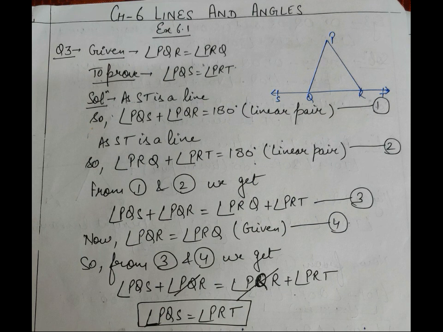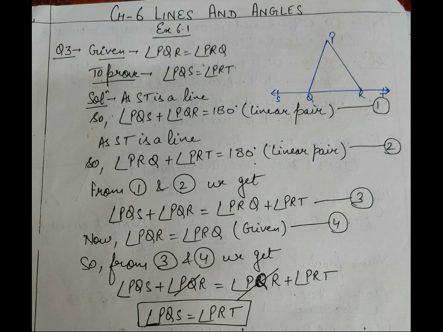Now you can see the figure as I have drawn here, and given is angle PQR is equal to angle PRQ, and we have to prove here that angle PQS is equal to angle PRT. As ST is a line, angle PQS plus angle PQR can be written as 180 degrees because of linear pair, and name this equation number 1. As ST is a line, again we can write angle PRQ plus angle PRT as 180 degrees because of linear pair, and name this equation number 2.